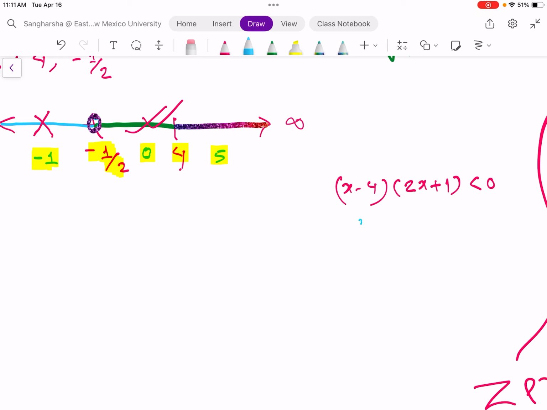4 minus 4 is 0, times... we have 4 plus 2, 8 plus 1, 9. So is 9 less than 0? It's false, right? So 4 is not a solution. So we're going to use an open circle here.